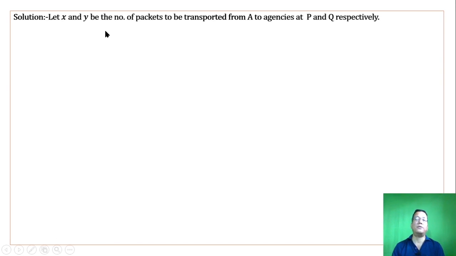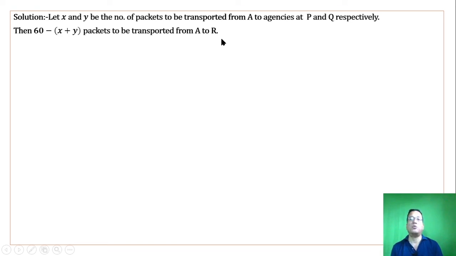Let X and Y be the number of packets to be transported from A to agencies P and Q respectively. Then 60 minus (X plus Y) packets are to be transported from A to R.